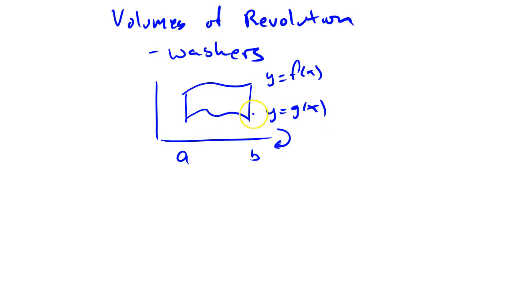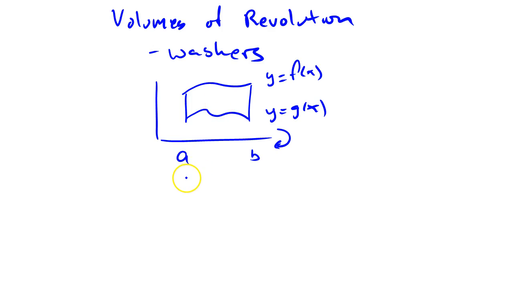Now I'm drawing these both above the x-axis to illustrate what I need to do. If they're not above the x-axis, then we've got to be really careful. So we'll assume they're positive functions here. The idea is we're going to rotate this region around the x-axis.